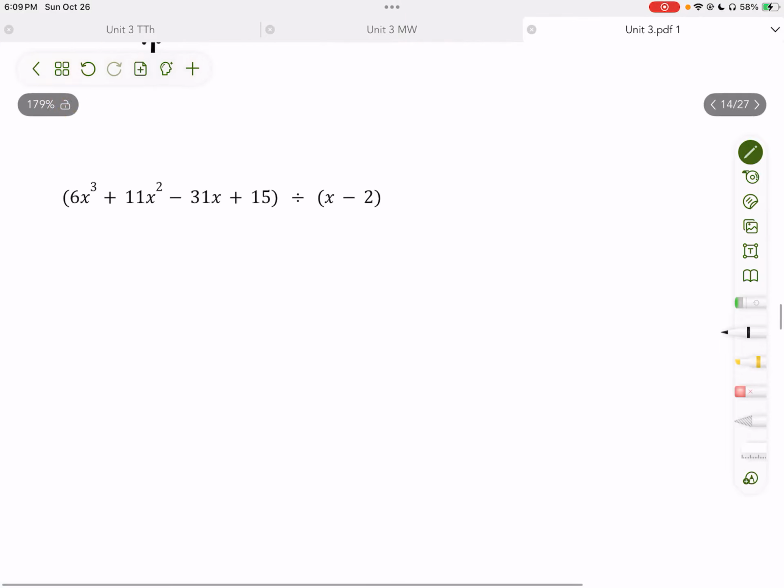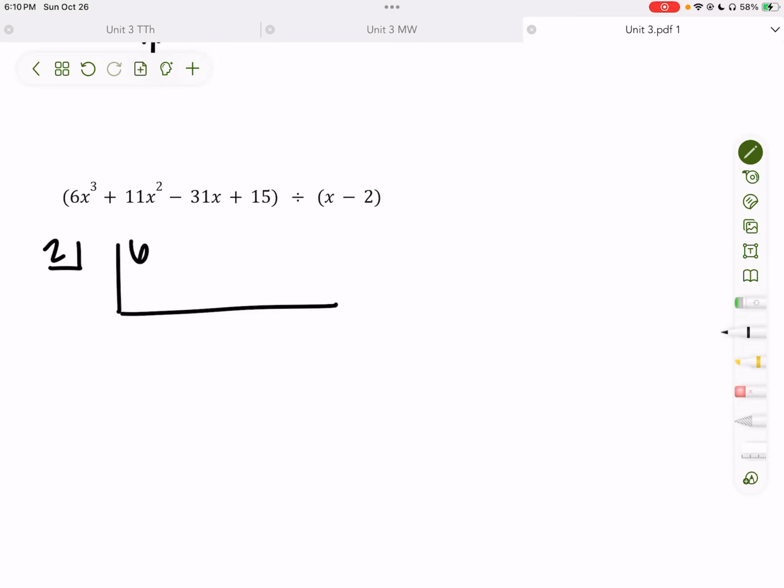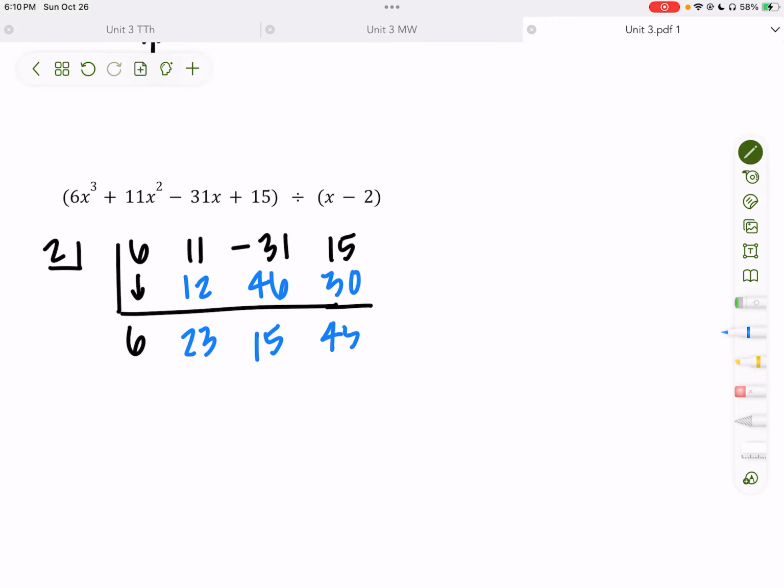Let's repeat that process with this one. 6, 11, -31, and 15. Step 1 is bring down the first term, multiply. Oops, I definitely just added. That's going to be 12. Now we have 23. Multiply by 2. That's going to be 46. Go ahead and do that addition. That's going to be 15, I believe. Yep. Multiply by 2. That's going to be 30. We're going to have 45.